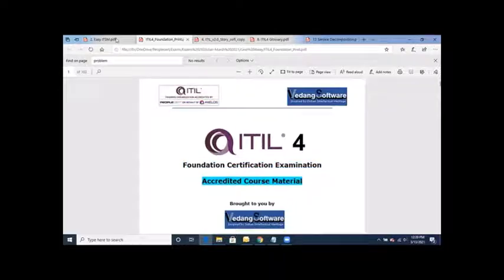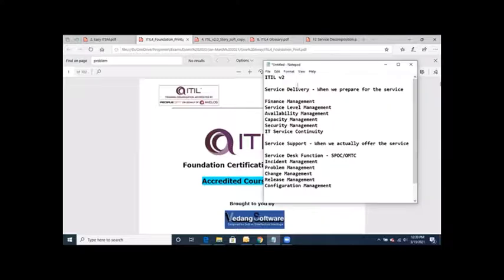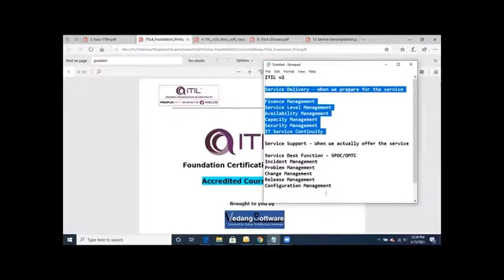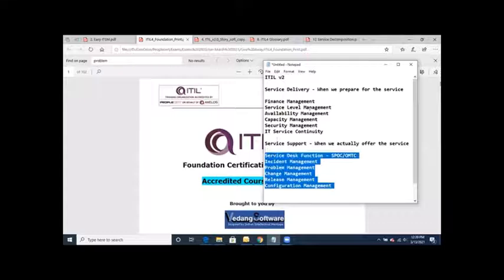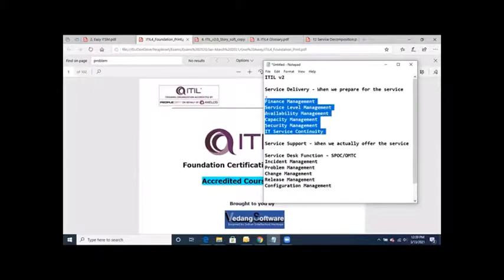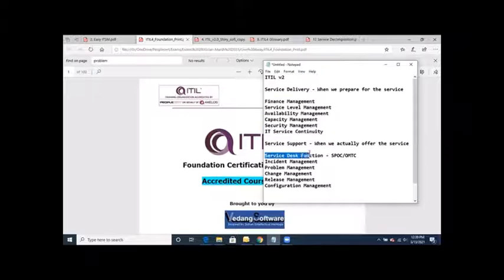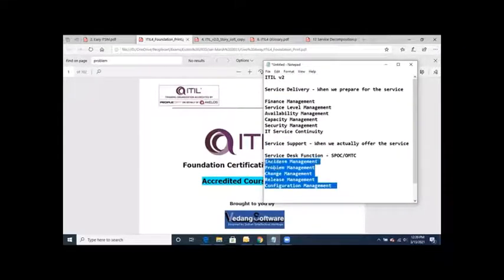Right now what you're seeing is V2. V2 is this only, I just wrote it here. V2 is service delivery and service support. Service delivery had 6 processes, which included finance, service level, availability, capacity, security, and IT service continuity management. Service support had one function, which is the service desk function, and 5 processes: incident management, problem, change, release, configuration.